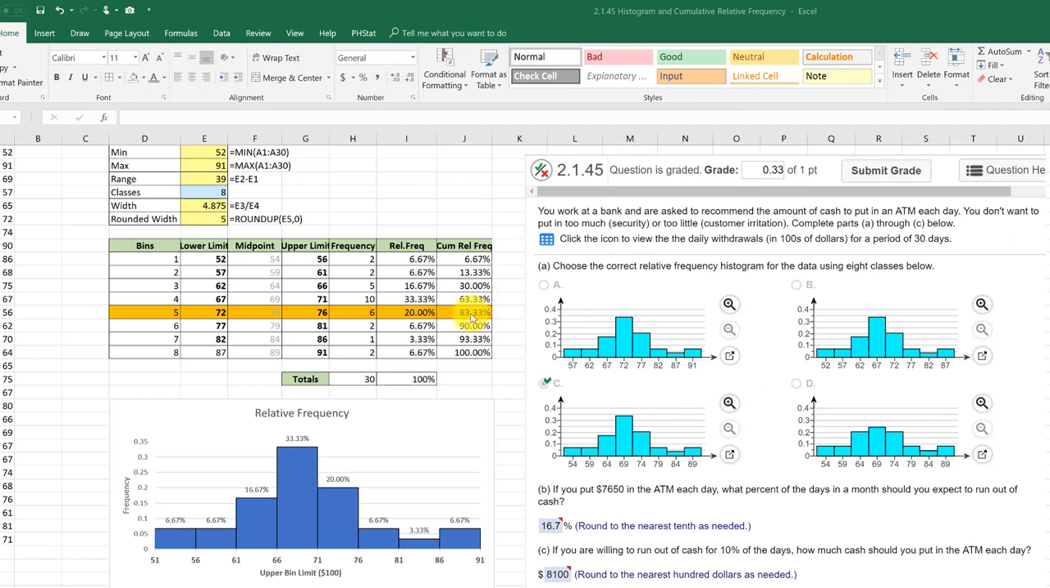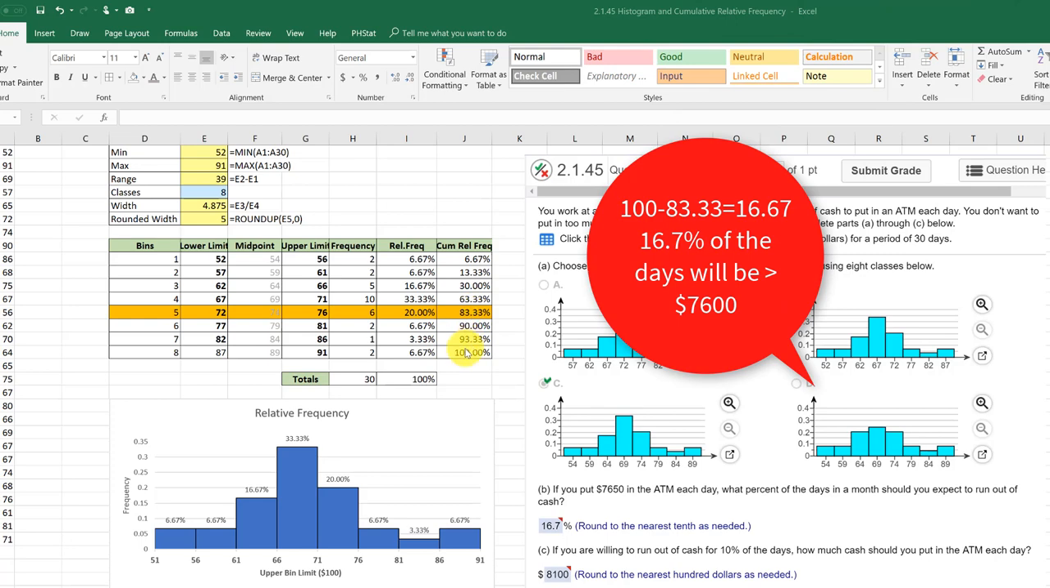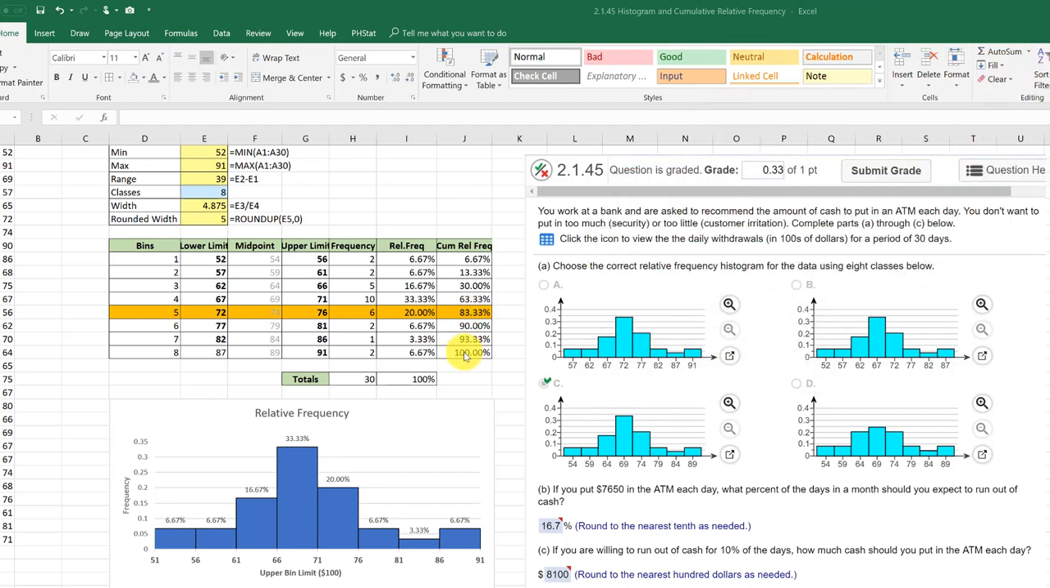But on the day where somebody withdraws more than $7,600, we would have an upset customer. So if we subtract 83.33 from 100, that is 16.7% of the time we would have upset customers. And if you look down at the histogram, you can do the same thing. You just add up those three bins, the relative frequencies, 6.7, 6.7, 3.3. That adds up to a total of 16.7% of the time.